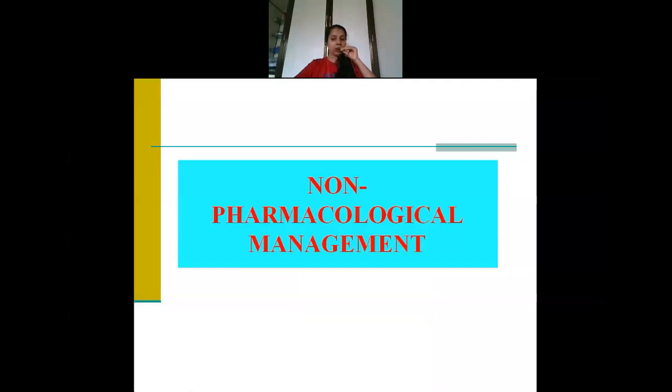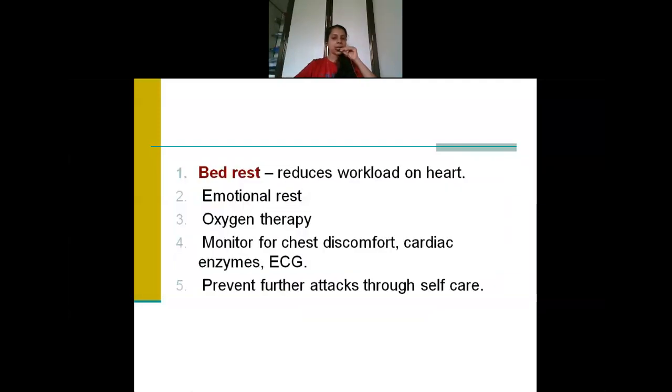Next, moving on to non-pharmacological management. Always remember that when a person is having chest pain, you should give bed rest to the person. Don't allow the person to move this side, that side. Strict bed rest is asked, because if you are running, moving, walking, the workload on the heart will start to increase. We have to reduce the workload on the heart. So adequate bed rest has to be given to the patient.